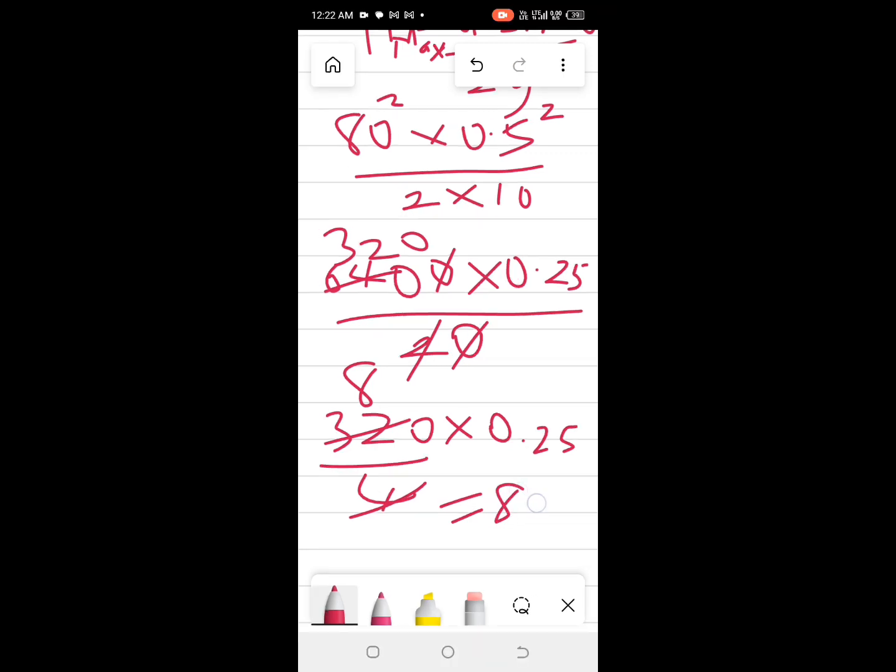80 is 80 meters. So in the options, we have 20 meters, 80 meters, 160 meters, 320 meters. The answer is 80 meters. That is the maximum height reached.